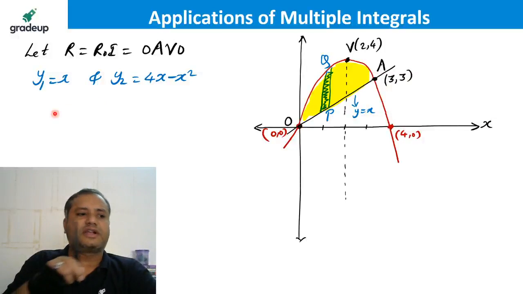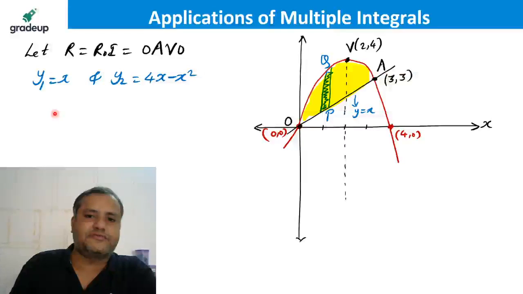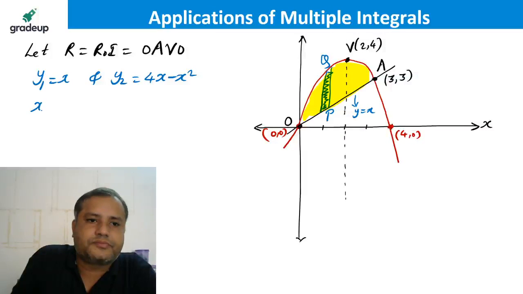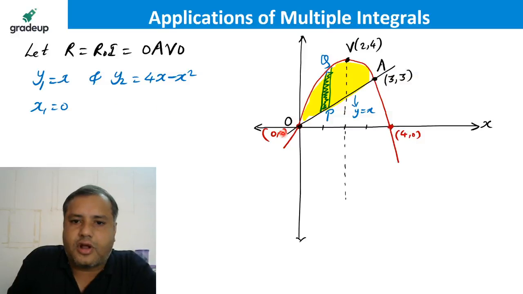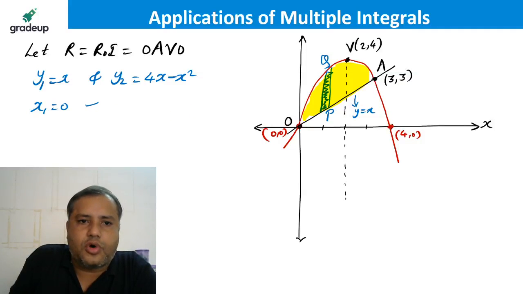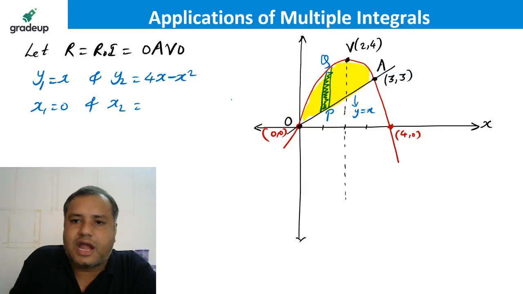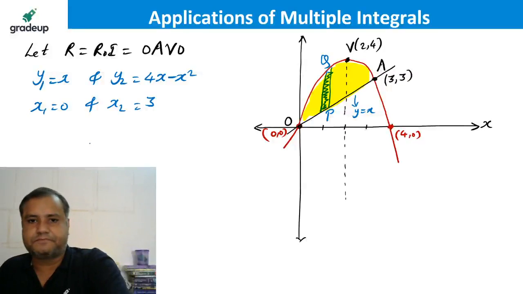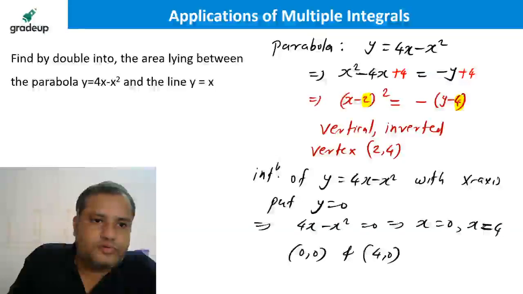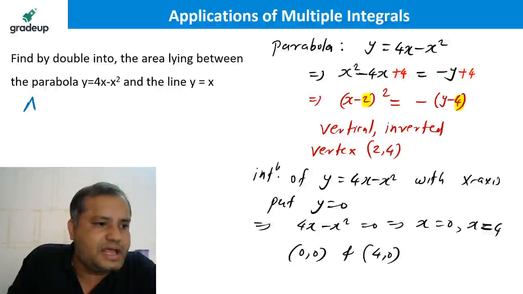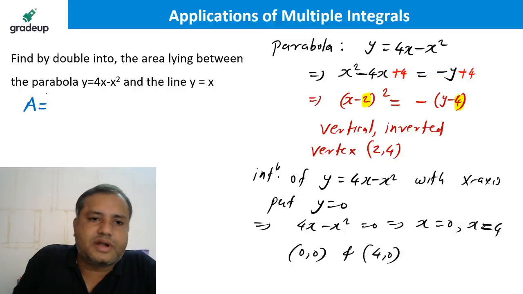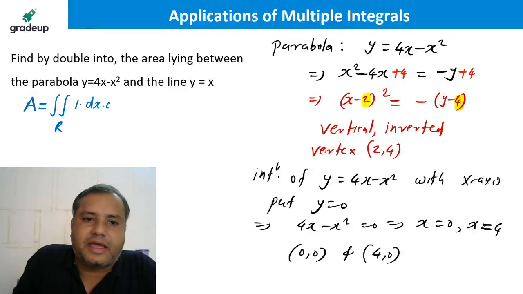Now, since this is a vertical strip, slide it horizontally from left extreme to right extreme. So from O to A, from O, x1 will be 0, and from A, x2 will be 3. So we have got the limits. Now, what is the bounded area? That bounded area will be the double integration over the region R of 1 into dx dy.